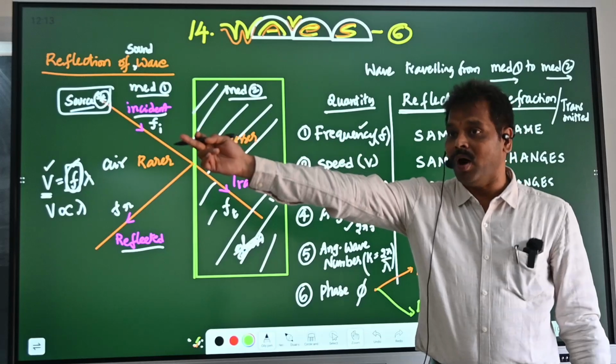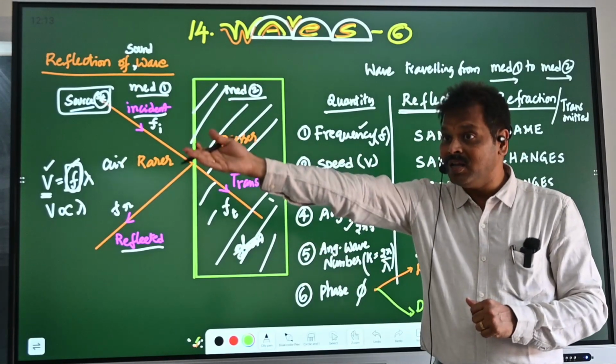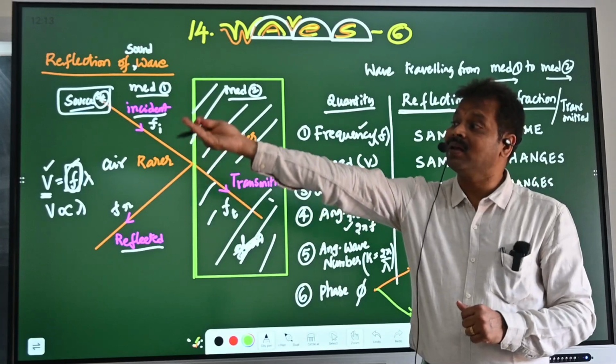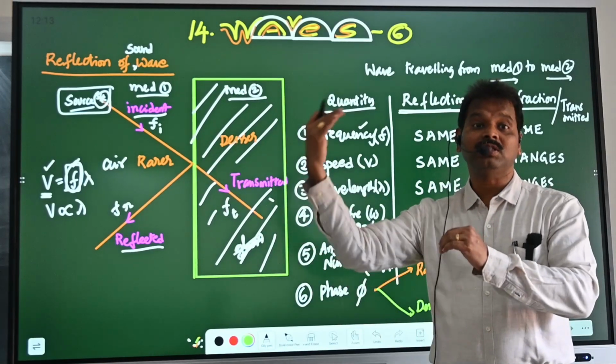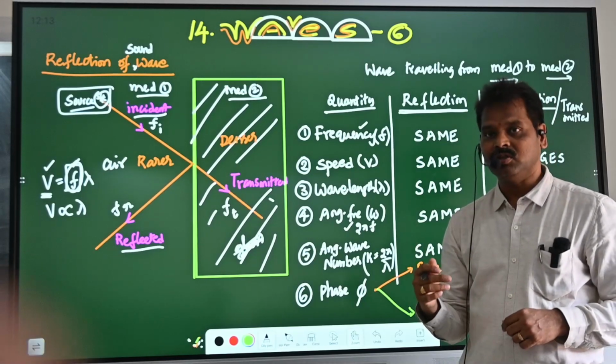When I am speaking now, this sound wave is traveling through the air. It is striking the wall. Air is rarer, wall is denser. Then while coming back, the phase changes by 180 degrees. I will explain in the next one how it is changing.